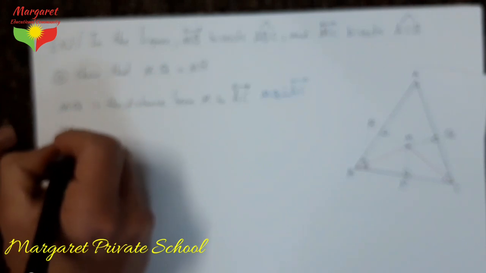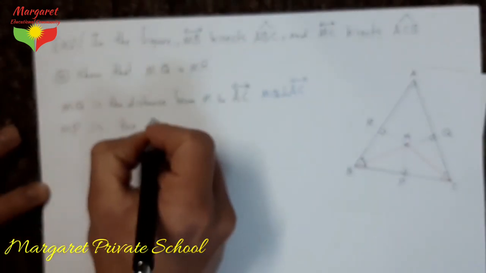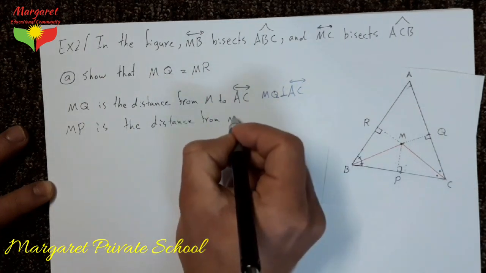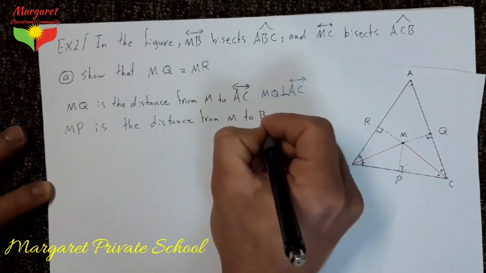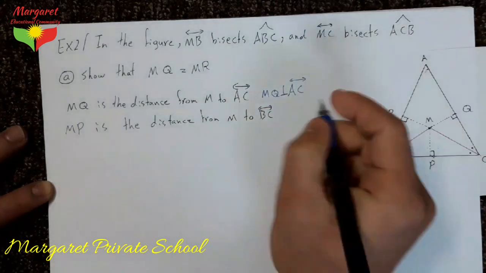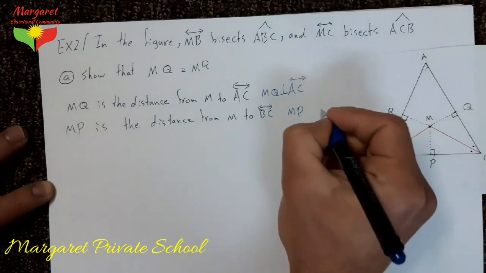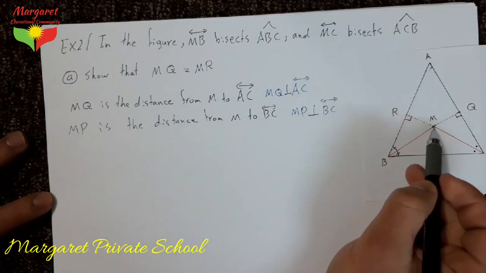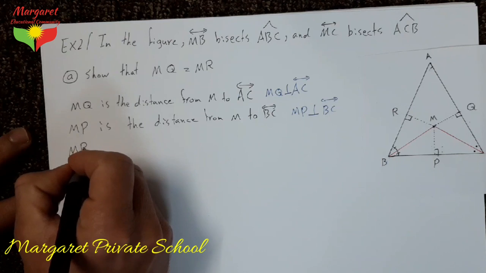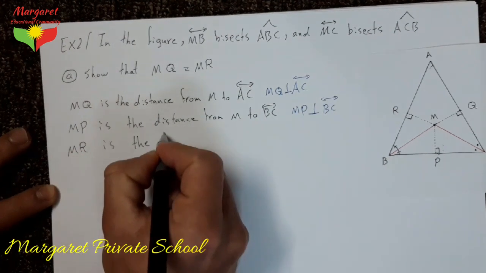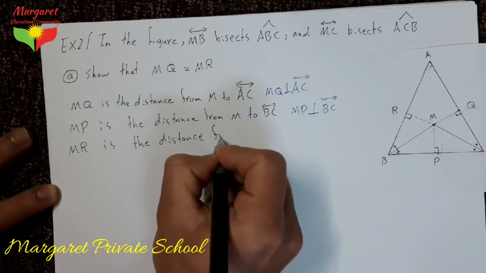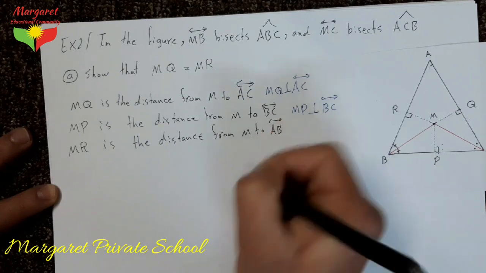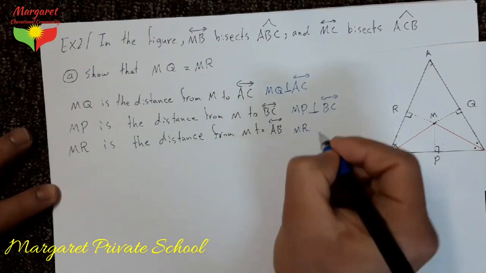And MP is the distance from point M to line BC, since MP and BC are perpendicular, and MR is the distance from point M to line AB, since MR and AB are perpendicular.